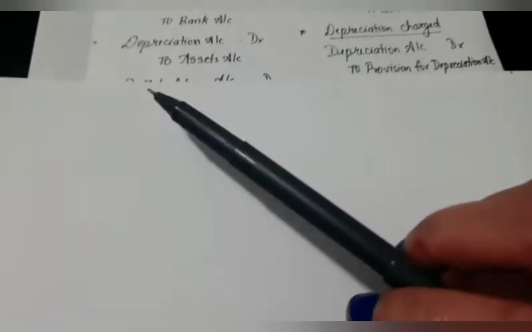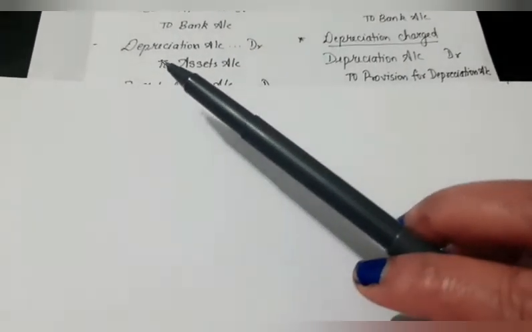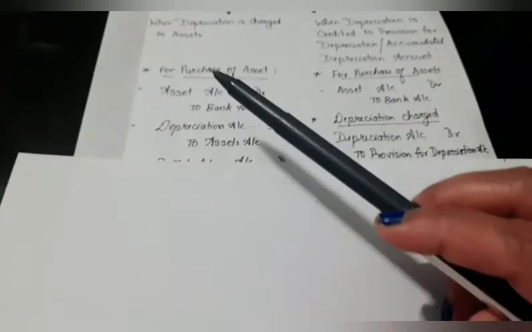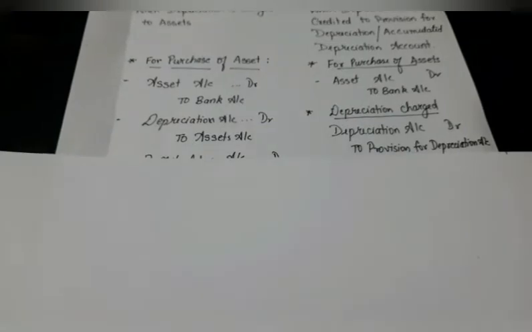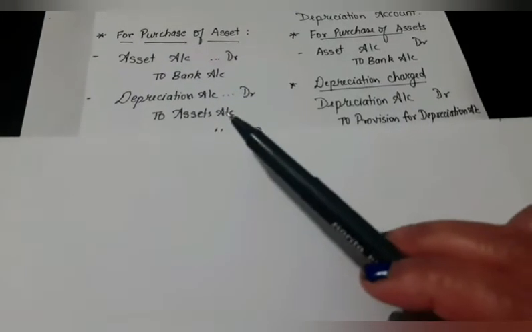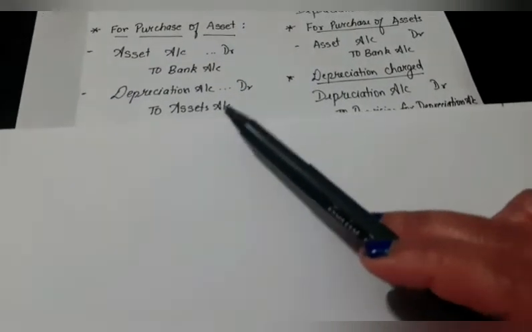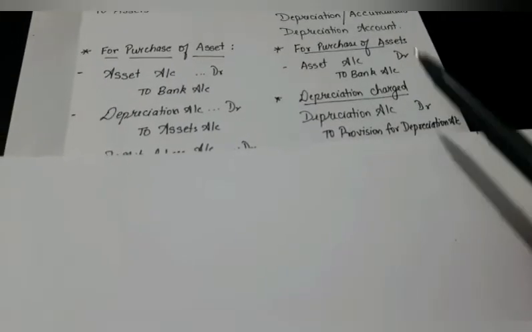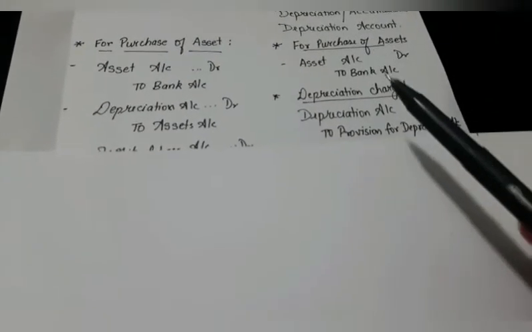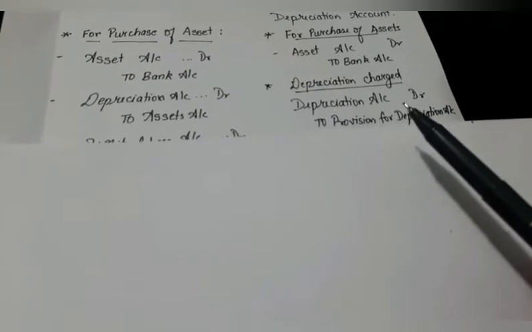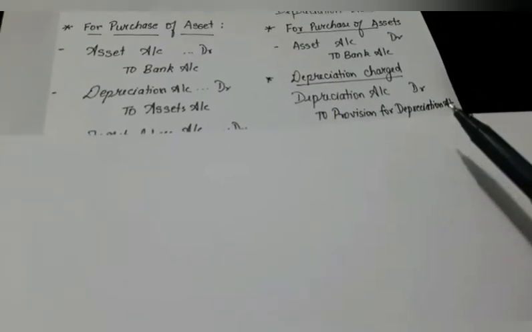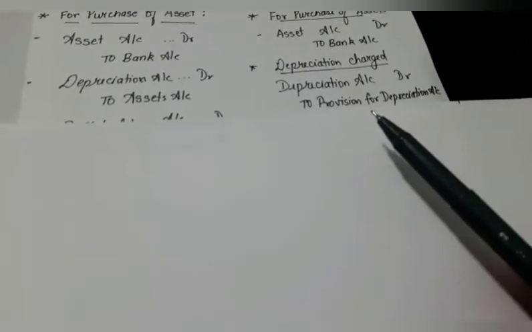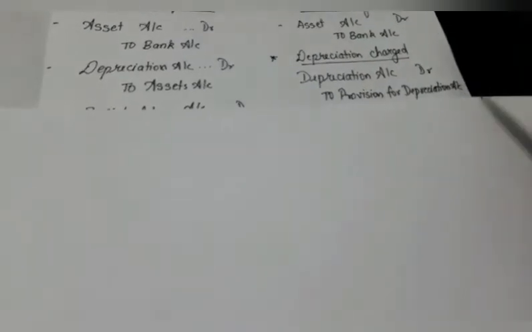See, the same transaction, that is charging of depreciation: with the first method, that is charging of depreciation to asset, what was the journal entry? Depreciation was debited to asset account. But here, what journal entry will you pass when you are showing it to provision for depreciation? Depreciation will be debited to provision for depreciation. Instead of asset, you have to replace it with provision for depreciation. So that is the second method.